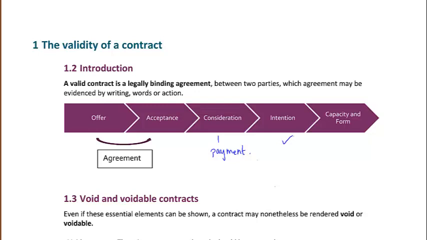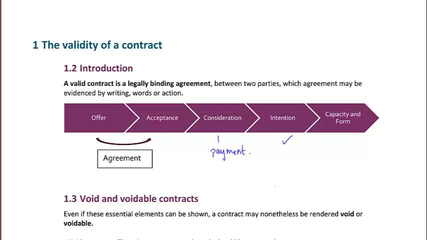And then finally, contracts have to be entered into by people who have the capacity to do so. Now, broadly, we're talking about somebody who is of age, so over 18, and also of sound mind. And there are some rules, because certain types of contracts need to be entered into in a particular form, and we'll have a look at that as well.